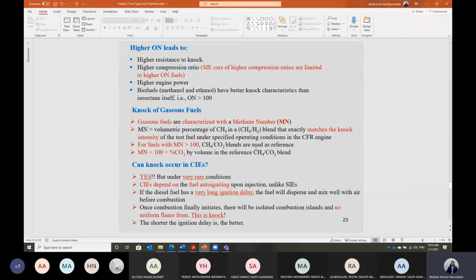But we said self-ignition occurs in a spark ignition engine. But can it occur in a diesel engine? Can we have knocking in a diesel engine?